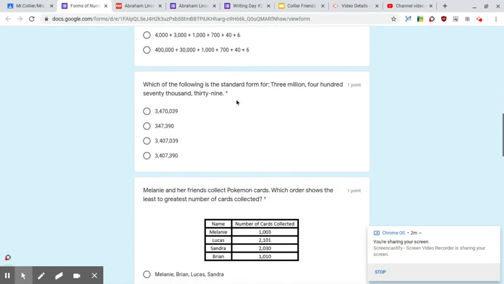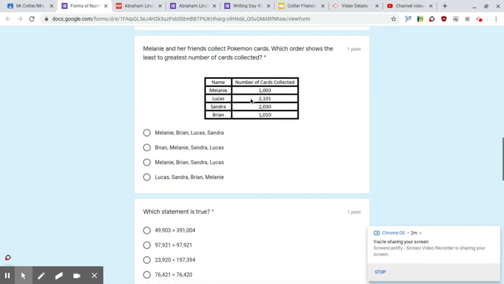Okay, standard form for this one. They've given you the number in written form and word form, 3 million, comma. So I'm looking for an answer that has a 3 and then a comma. 470,000. So I'm looking for 470, comma, 39.